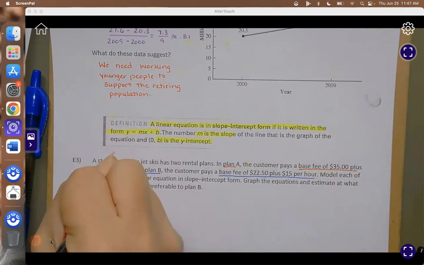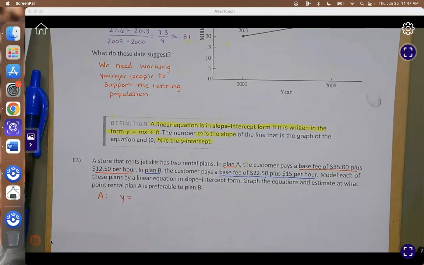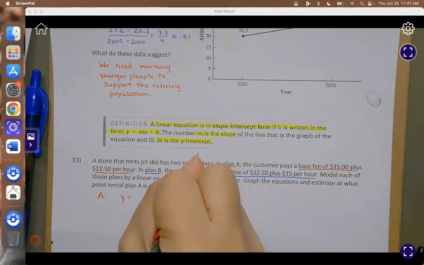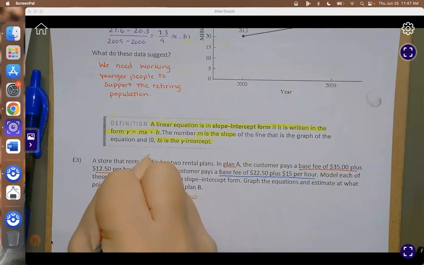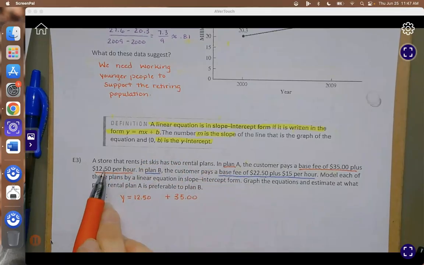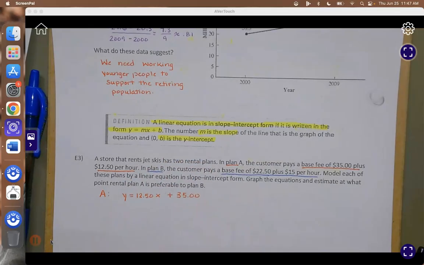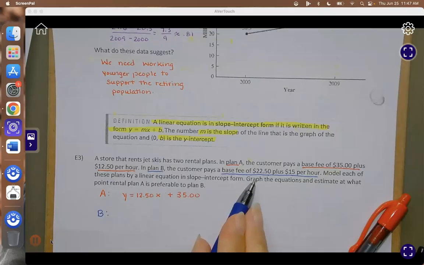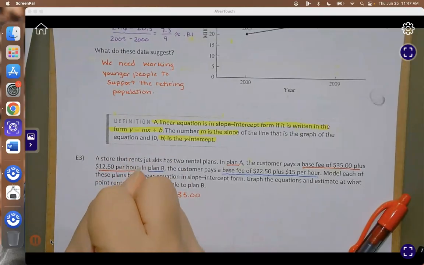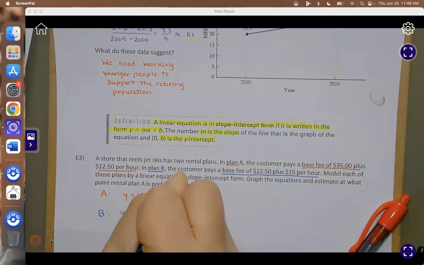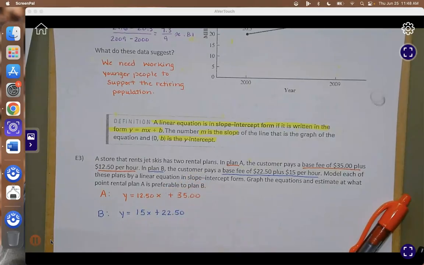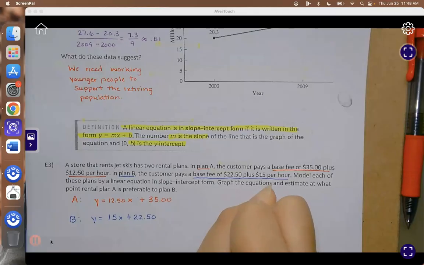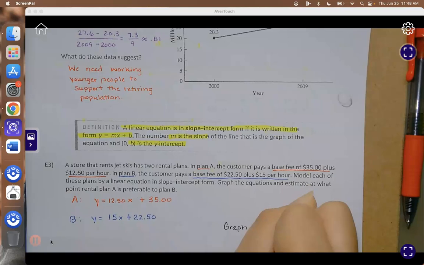So for plan A, y equals, the base fee is your intercept, y-intercept. So that's your plus $35. Okay, and your slope is what's per, or the part that's changing. So $12.50 per hour. Okay, so that is our slope-intercept form for that one. So for B, customers pay a base fee of $22.50 plus $15 per hour. So this one would be 15x plus $22.50. Now we're going to take it back to your graphing calculator. So we're going to graph on the calculator.